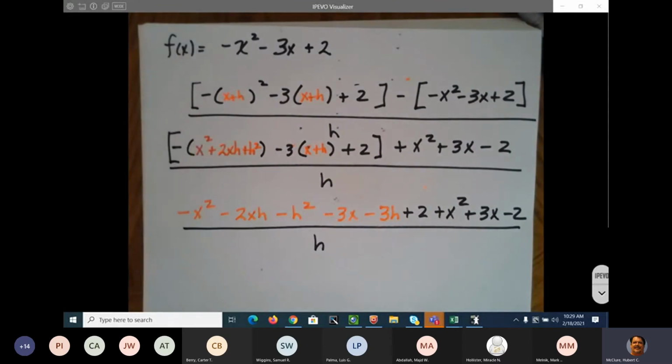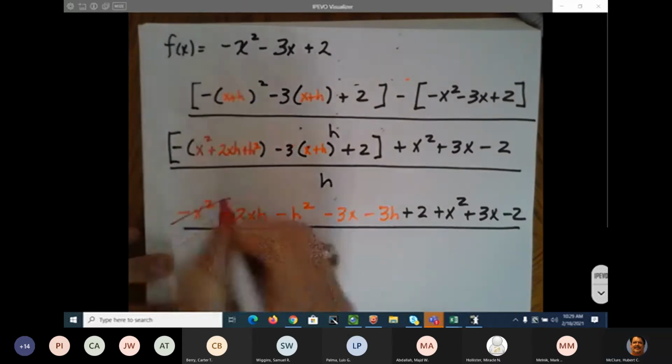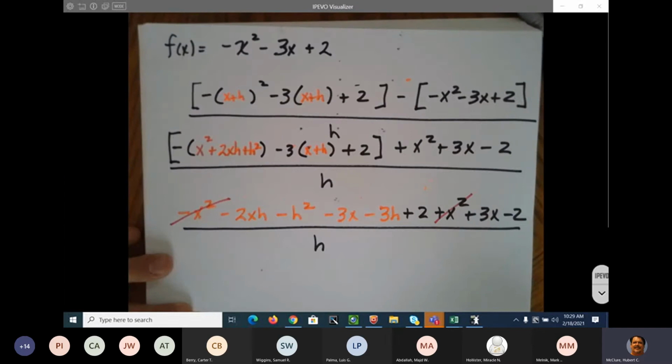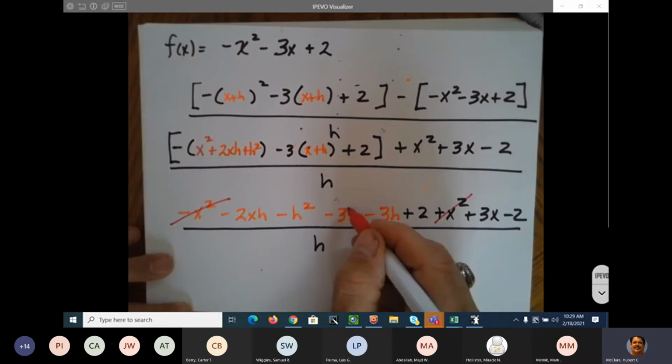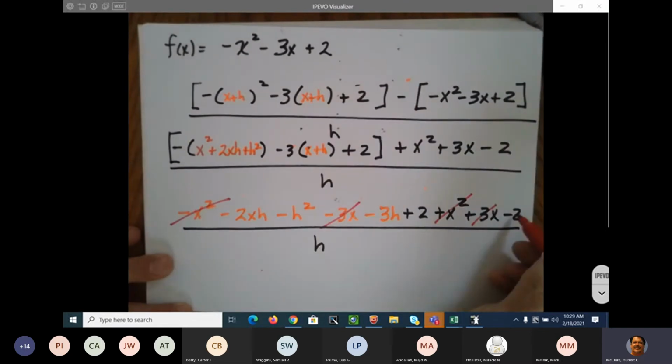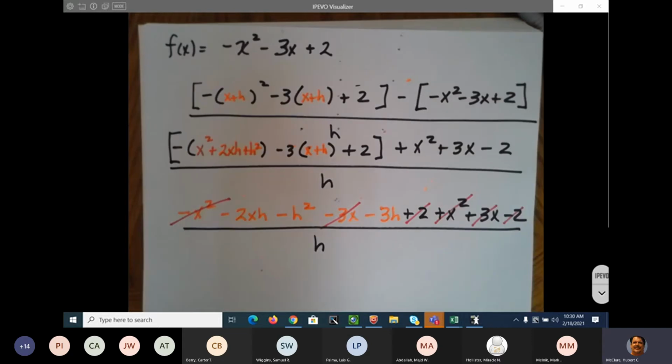And time for a red pen. On a red pen, we'll take out the x squared, take out the 3x, and take out the negative 2. And you should be left with all h terms. Now, it's not going to be 100% of the time that you're left with all h terms. There will be some times that you're left with a 3 or a 4, but that's later, okay? We're just doing basics right now.